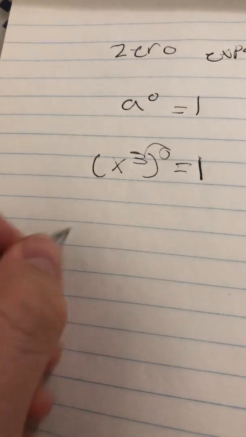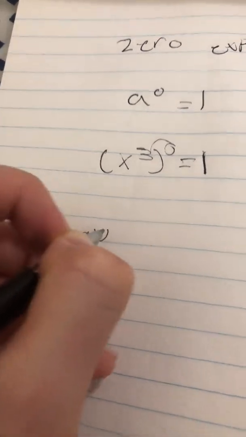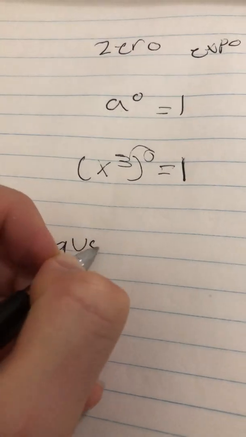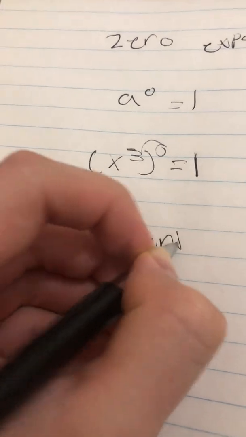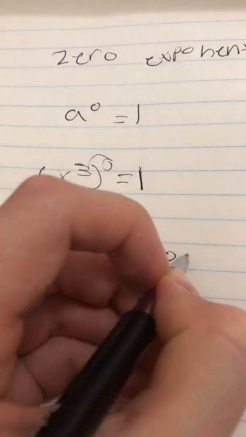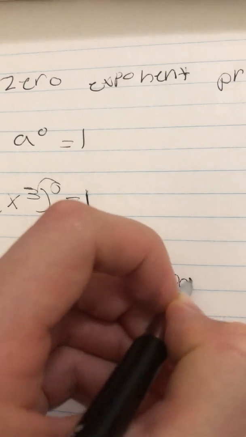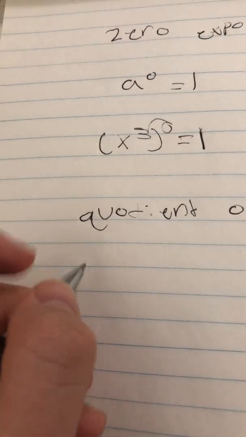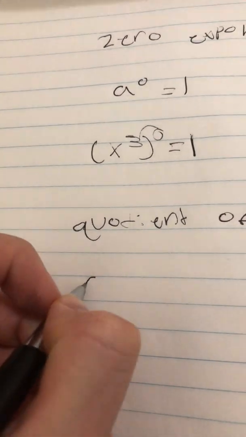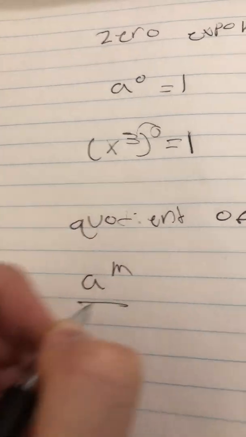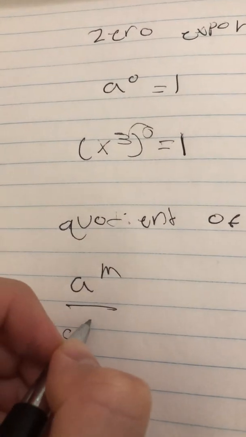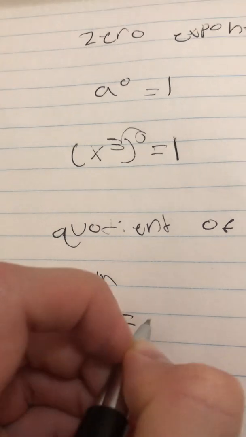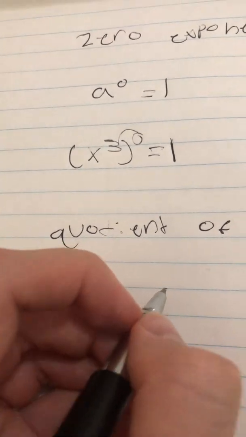Now, our last one is the quotient, which means divide, of powers property. So we have, we're still doing this, a^m divided by a^n, which is equivalent to a^(m minus n).